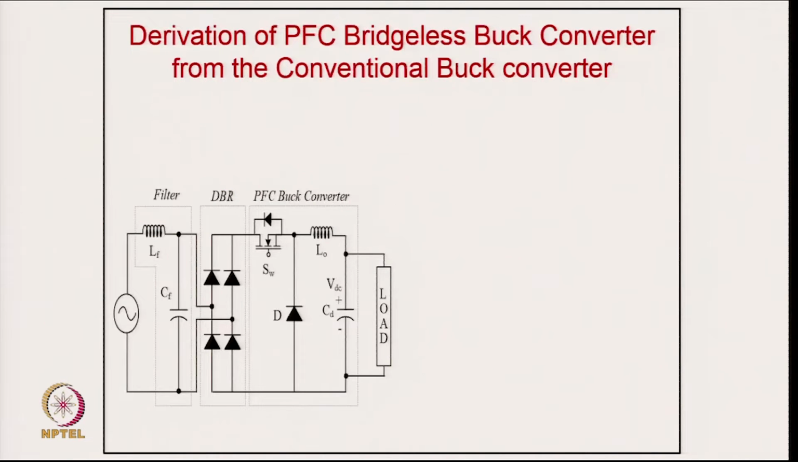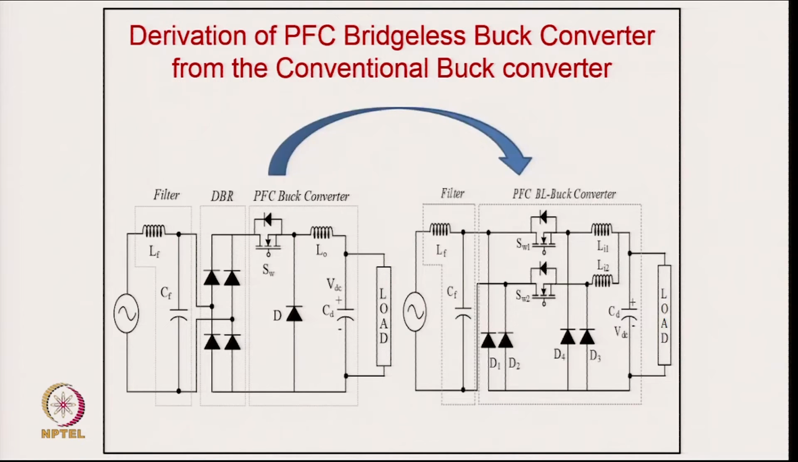This is what we are talking about: an EMI filter, with which we are putting a DC-DC buck converter, from which we are able to control the power, which we discussed. So, this is with the diode bridge, and this is the bridgeless one. You can see why this is bridgeless.